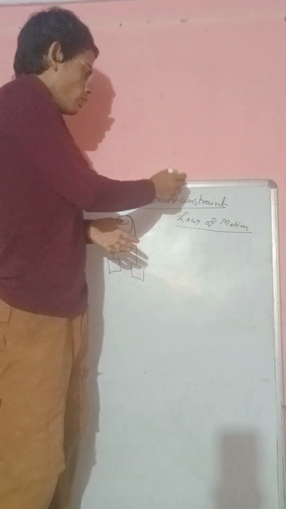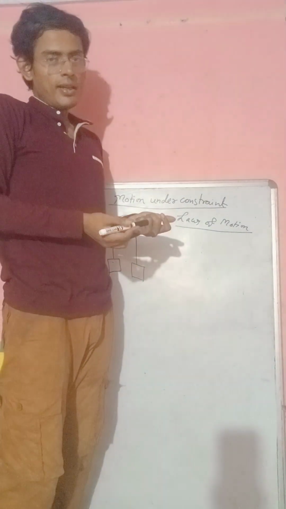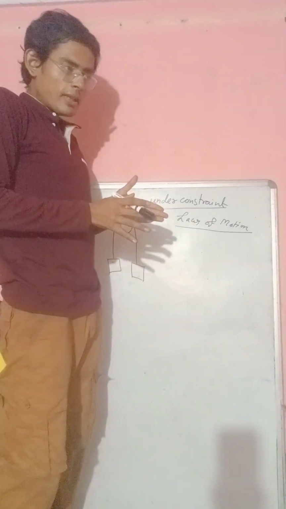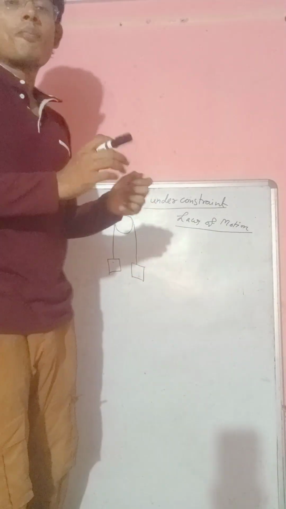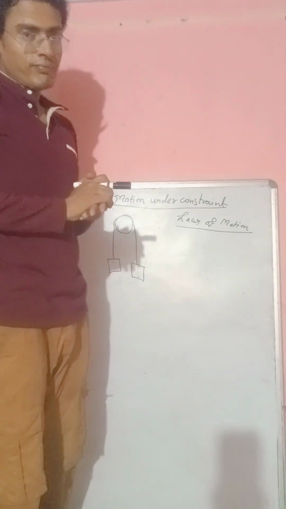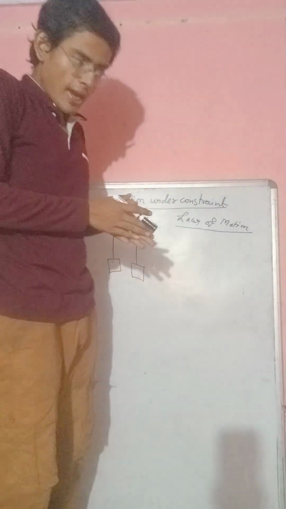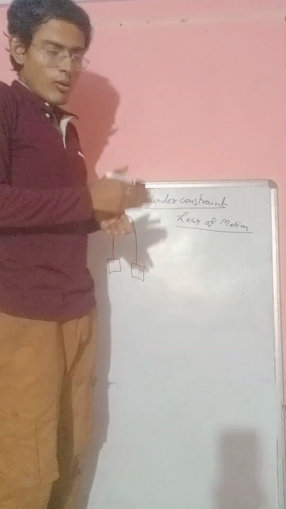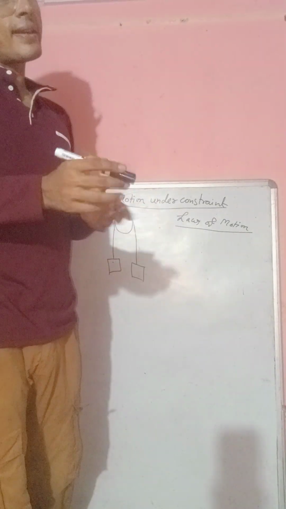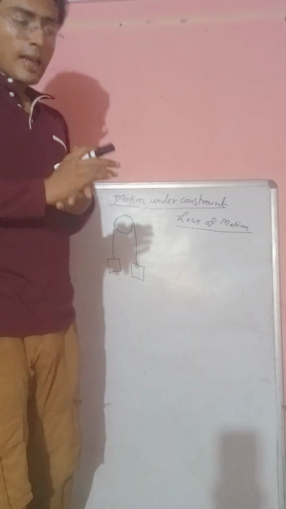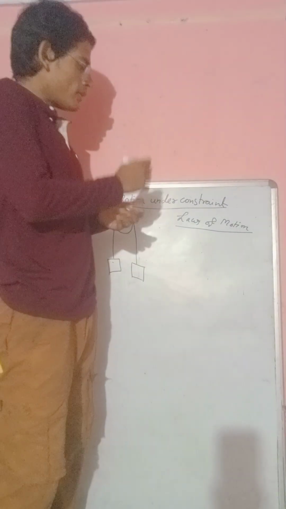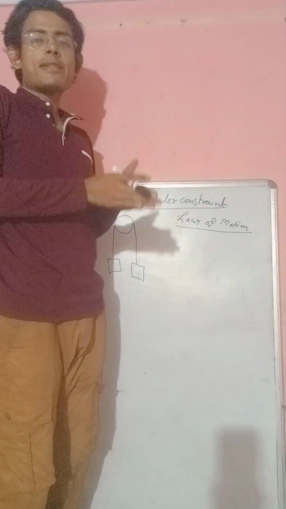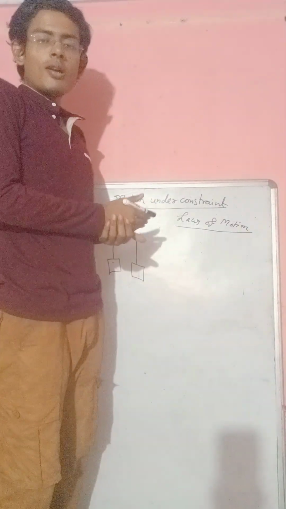Now the word constraint means conditions. So what happens? Sometimes the objects do not move freely in nature. What does it mean? It means that sometimes the motion of the objects is restricted or controlled by certain conditions. For example, the motion of objects connected with ropes, pulleys, etc.